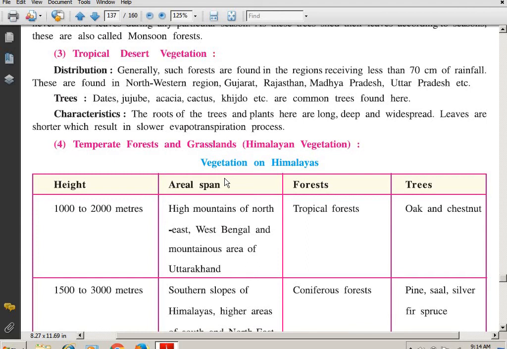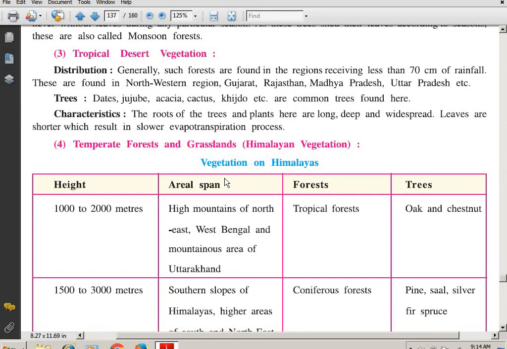Generally, such forests are found in the regions receiving less than 70 centimeter rainfall. These are found in the northwestern region, that is Gujarat, Rajasthan, Madhya Pradesh, Uttar Pradesh, etc. Underline these regions, students. And what trees grow over here? Trees like dates, jujube, acacia, cactus, khijdo, etc. are common trees found here.